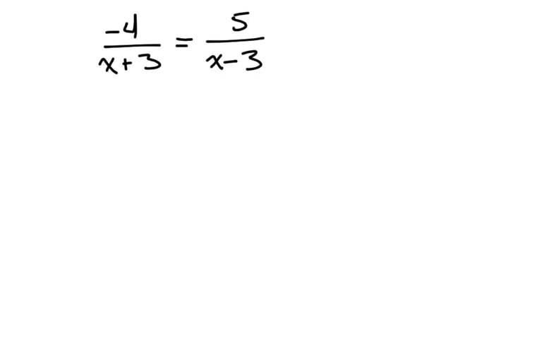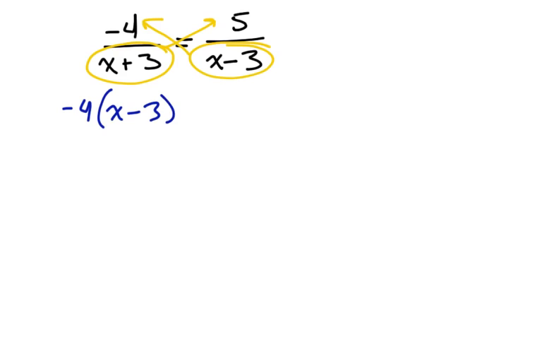So let's try cross multiplying one more time. Remember that this only works when we have one fraction equal to another fraction. And what I'm going to do is take this denominator times that numerator, and this denominator times that numerator. That's where we get the cross multiplication thing happening. So negative 4 gets multiplied by x minus 3, and 5 gets multiplied by x plus 3. We've gotten rid of all the denominators.